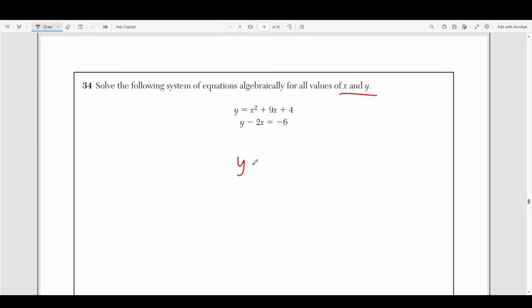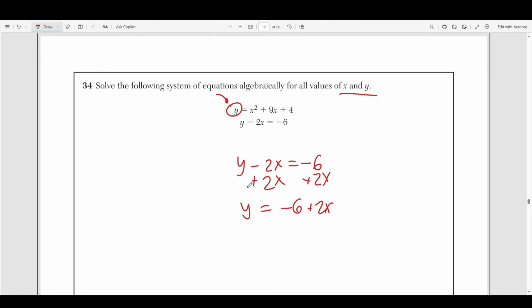So I notice here that I have y minus 2x is equal to -6, and that this is in terms of y. So if I can figure out what y is, I can just plug it in over here and then solve. So over here, I know that y minus 2x is equal to -6. So what I can do is add 2x on both sides, and I get that y is equal to -6 plus 2x.